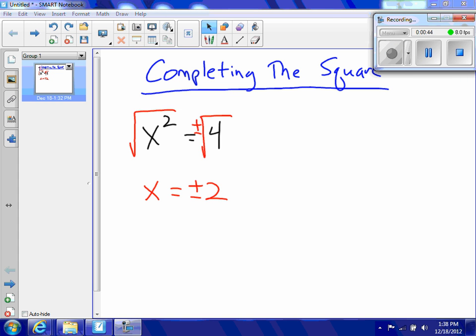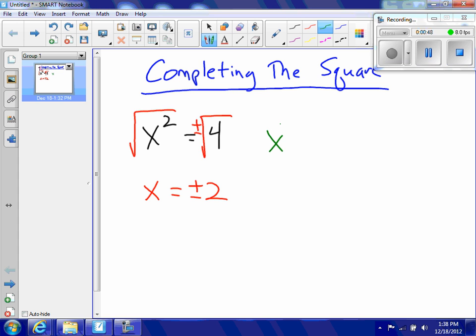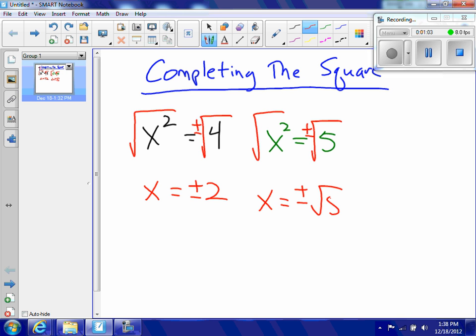It's really not much harder if we don't have a perfect square. I have x squared equals 5. Well, again, I'll do the same thing. I'll take a square root of both sides, make sure I put in my plus or minus, and I wind up with x is equal to plus or minus the square root of 5. Nothing wrong with the square root of 5, a little irrational, but it's a perfectly good number.